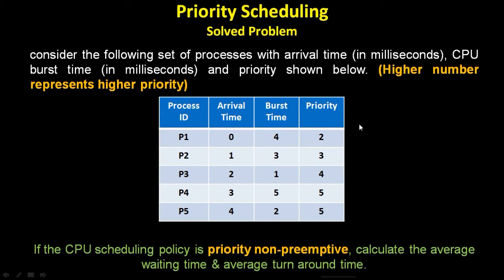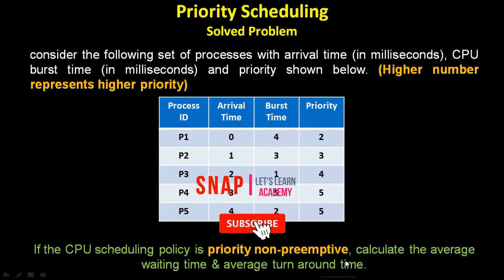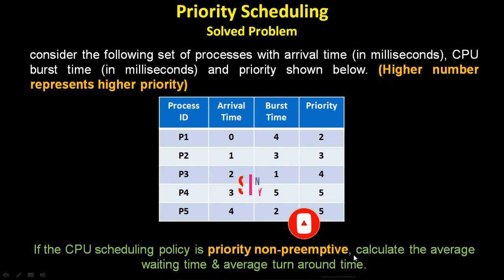So in this table we have the arrival times of the processes, the different arrival time for all the processes, and their burst time is also mentioned and the priority is also given. The higher the number, the higher the priority, meaning number 5 is the highest priority process and number 2 is the least priority process. Now the CPU scheduling policy is priority non-preemptive, so we have to use the priority non-preemptive scheduling algorithm to calculate the average waiting time and average turnaround time.